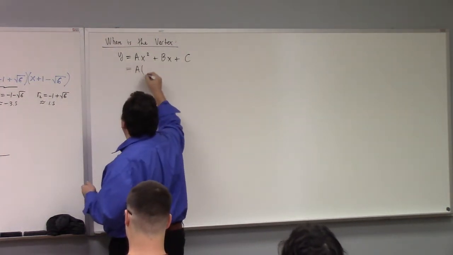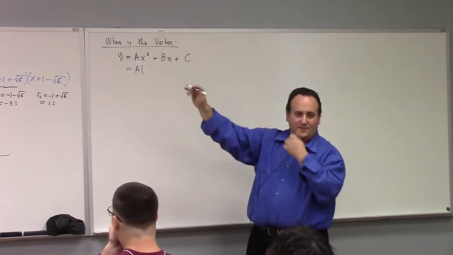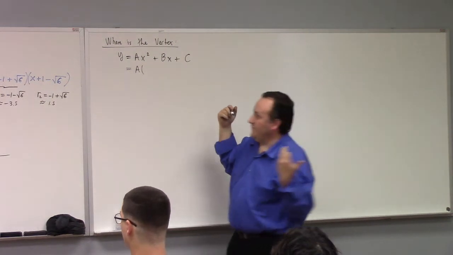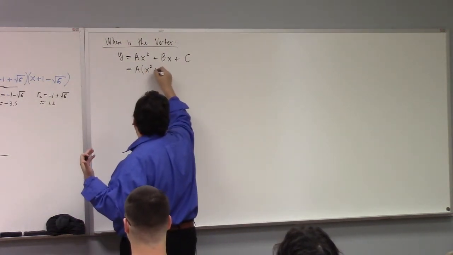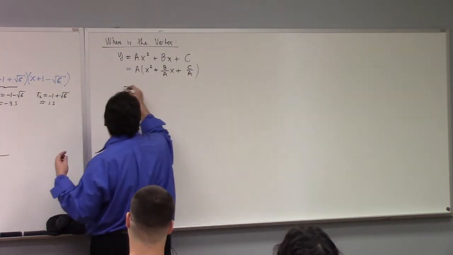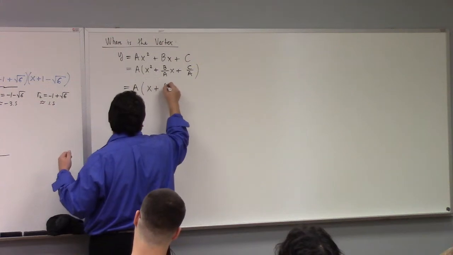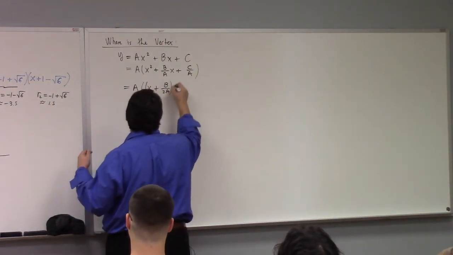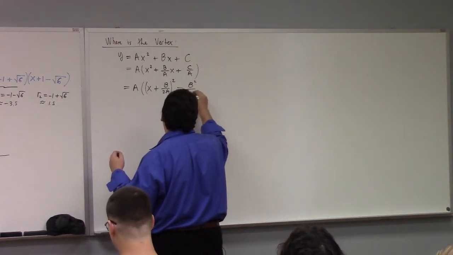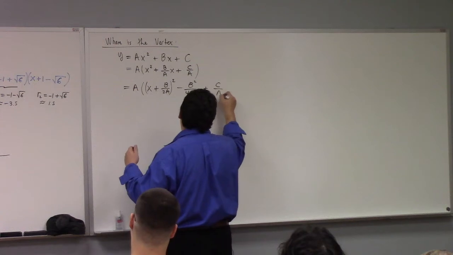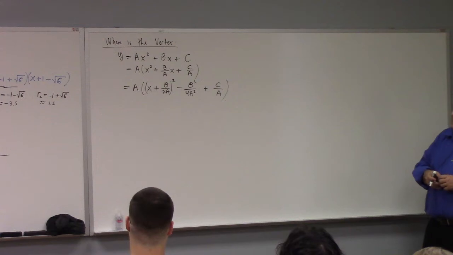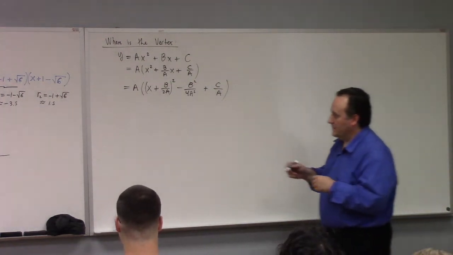So what we're going to do is the same thing I've done in all the examples so far today. We're going to complete the square. First of all, we factor the a out. Then we're going to complete the square. When we add (b over 2a) squared, we have to subtract b squared over 4a squared. You still got your c over a over there, like so.